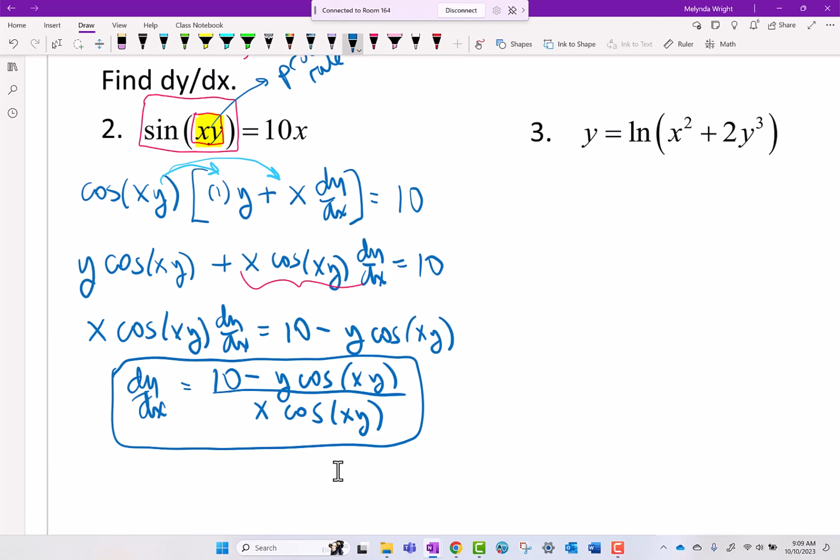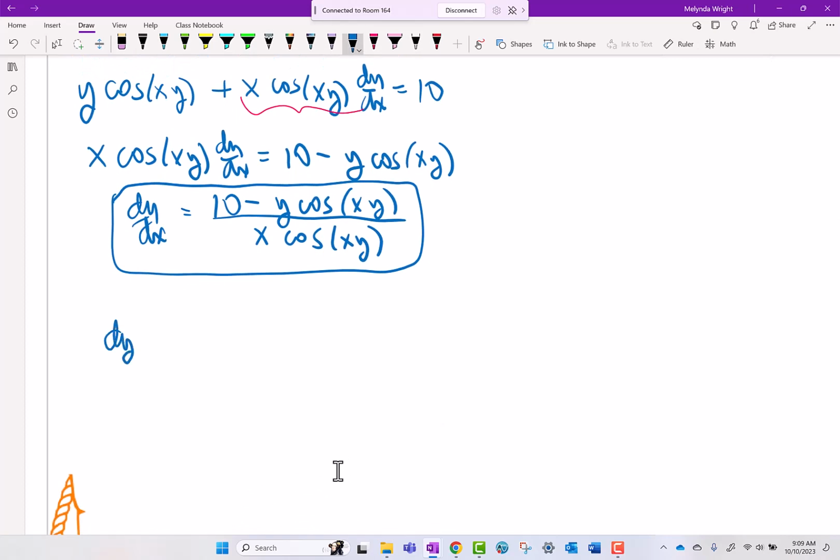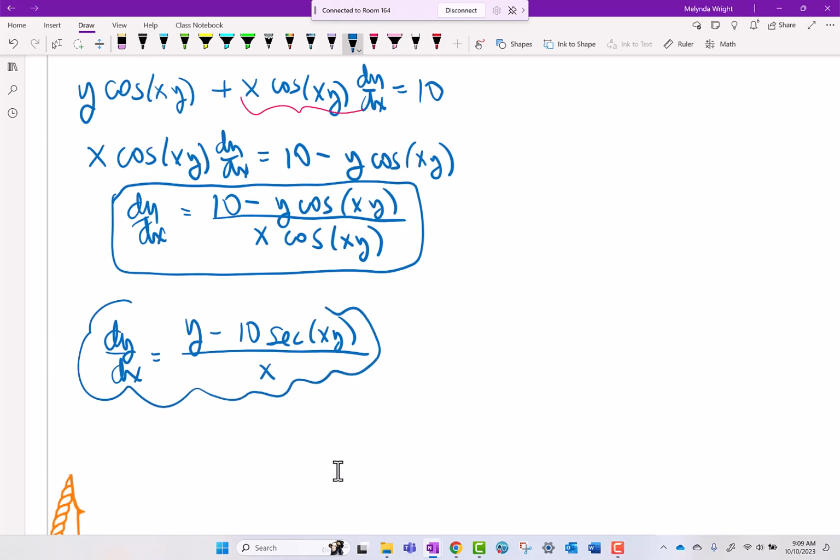Actually, we could change the way that it looks. And I'm going to show you a simplification of this. It's not required. I'm just going to write it down here so you can think about it. If it were multiple choice, the answer would probably look like this. So I just want you to be aware that just because your answer doesn't look exactly like all the answer choices doesn't mean it's wrong. This is another way to write the answer.